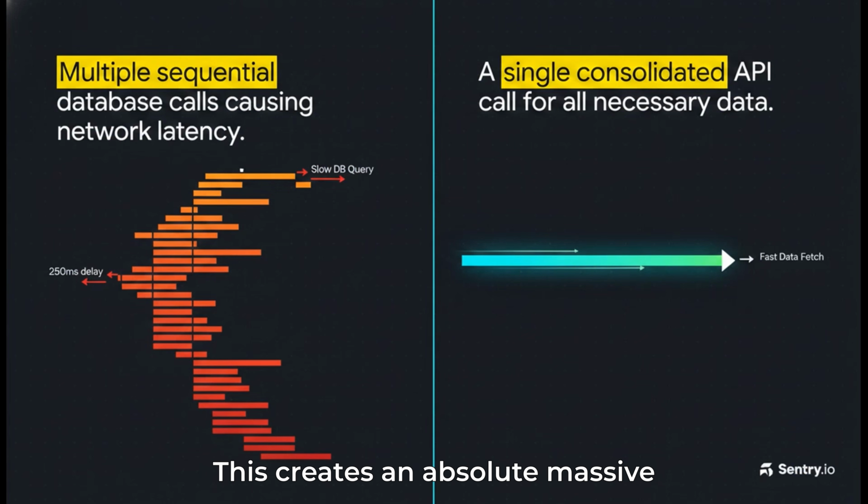This creates an absolutely massive performance roadblock. The N+1 query problem is a total silent killer. You have multiple sequential database calls, and you are incurring the network latency and processing overhead for every single one of them. It causes complete linear performance degradation. The fix is so simple though, a batched query. It's a single, consolidated call that grabs all the necessary data at once. It's incredibly optimized and way faster.